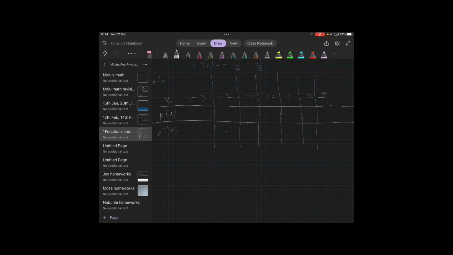So for p of x, which is negative 3x plus 1, when x is negative 3, y is 10, when it's negative 2, 7, negative 1, 4, 0, 1, 1, negative 2. So if the difference is 3, 3, 3, that should be negative 5, that should be negative 8.